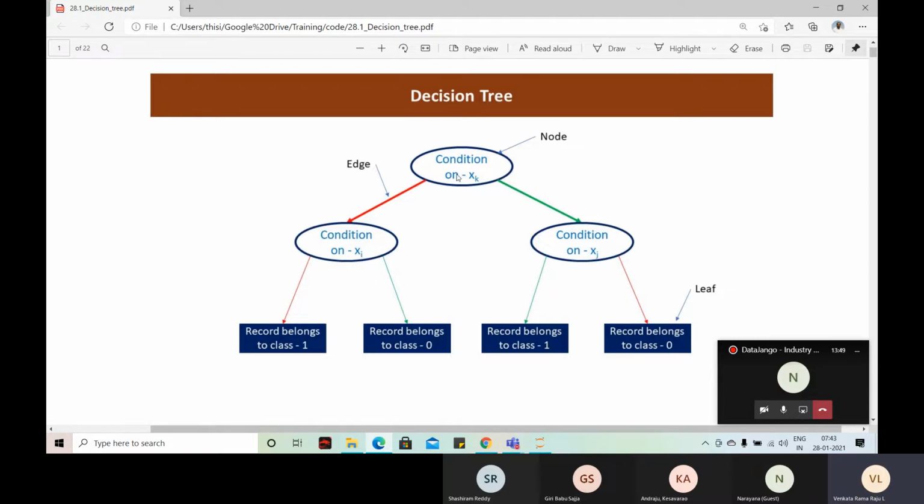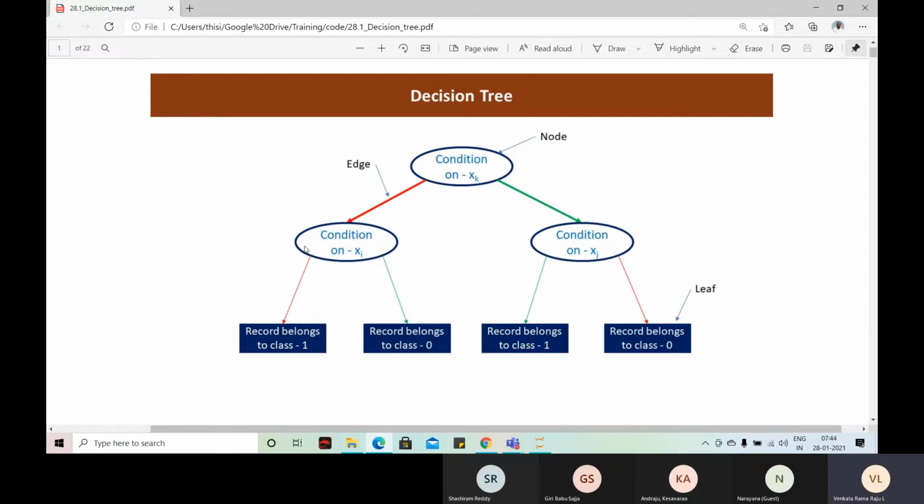So you take the most prominent column first, and then split the data on it, and then take the next column and try to split it. Next column, try to split. You do the split until the leaf nodes become one class.